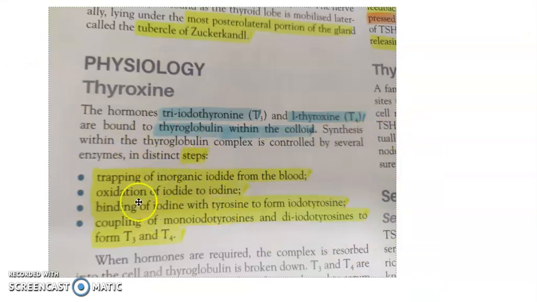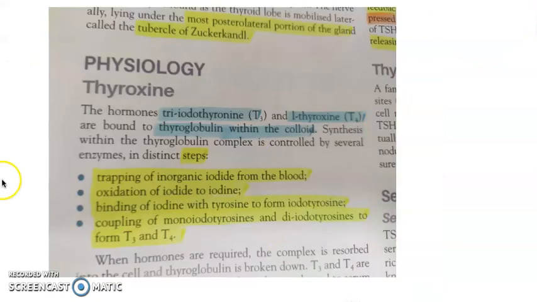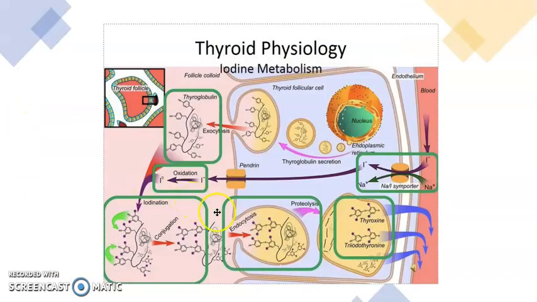So that is what I was giving here. So what are the steps? First is trapping of inorganic iodide from the blood. Whatever iodide you're getting through the food will be trapped and moved in through the sodium iodide importer, and this iodide is converted to iodine by oxidation. That's the second step, oxidation of iodide to iodine. Then the third step is binding of iodine with tyrosine to form iodotyrosine. So iodination.